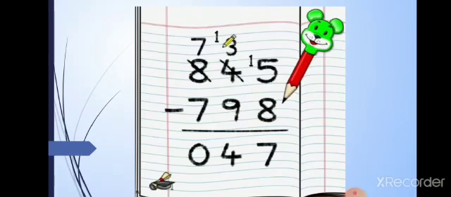And subtract 7 from 7, we get 0. So it's only 47.